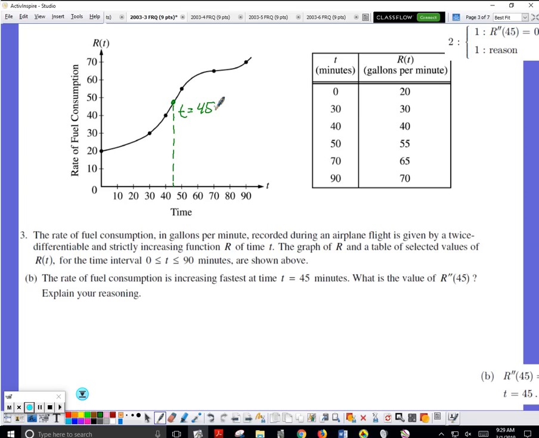What is the value of R double prime of 45? And it says I'm supposed to explain my reasoning. So this is R. Let's see, maybe Danica's chart would help. So I go R, R prime, R double prime. Let's see.